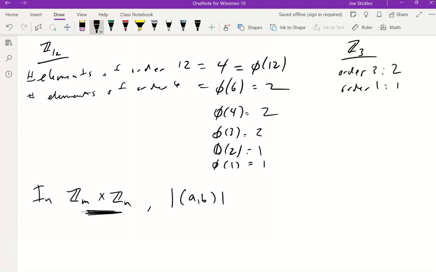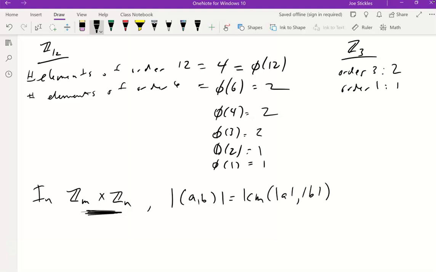Order of an element in a direct product, what do I look at? How do I find the order of an element in a direct product? Yeah, least common multiple of the orders, right? So this will be the least common multiple of the order of A and the order of B.